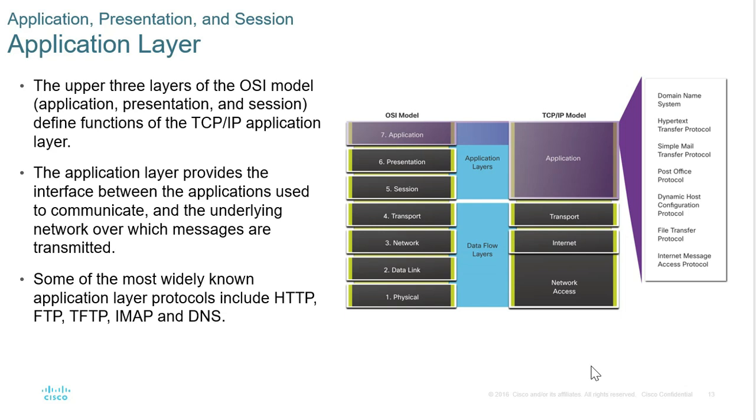Okay, so kalau kita compare TCP/IP dengan OSI model, application layer untuk TCP/IP basically dia combine kan 3 layers in the OSI model, which is the application, presentation, and also session.